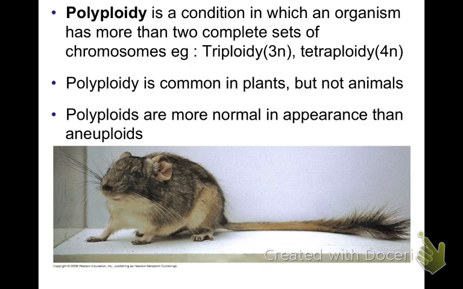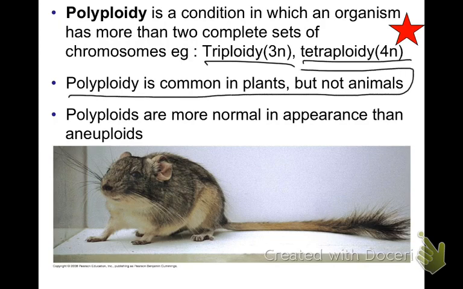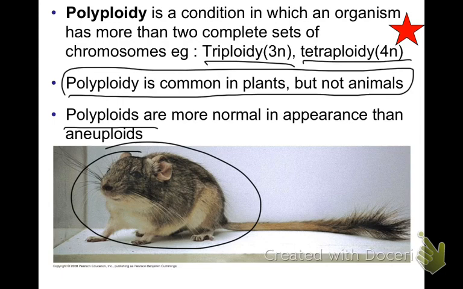Polyploidy is when an entire organism has more than 2 complete sets of chromosomes. It can be triploidy or tetraploidy. Polyploidy is very common in plants but not in animals. And interestingly, polyploids, though they have a giant kind of outcome, are more normal in appearance than aneuploids.